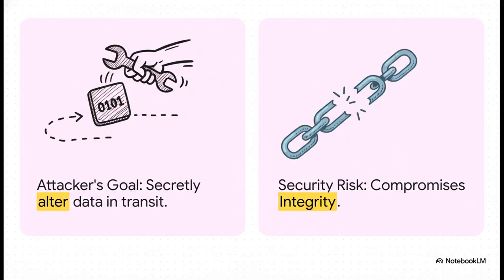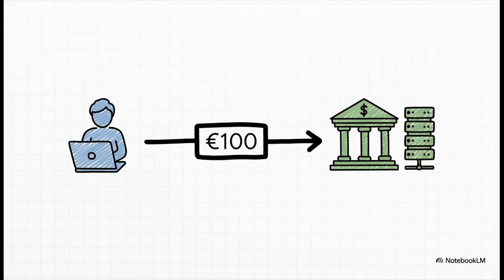Okay, next play in the book is tampering. Now, the attacker isn't trying to be you anymore. Instead, they're trying to get in there and secretly change the data while it's in transit. This move is designed to undermine the data's integrity, which is just the guarantee that the information hasn't been changed without anyone knowing.